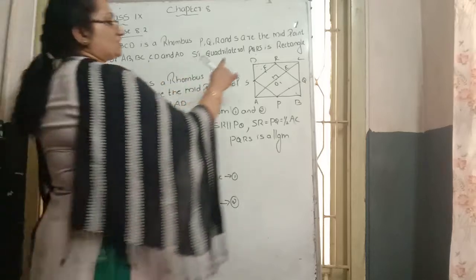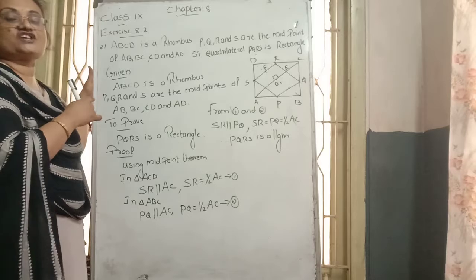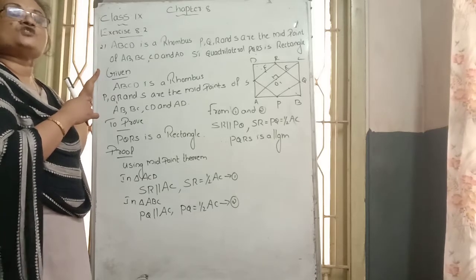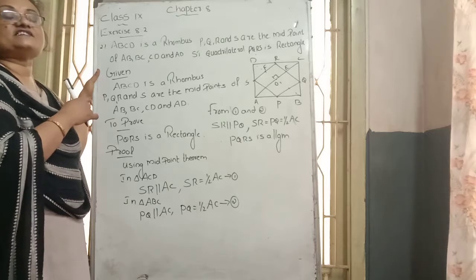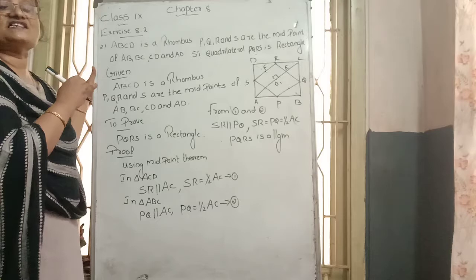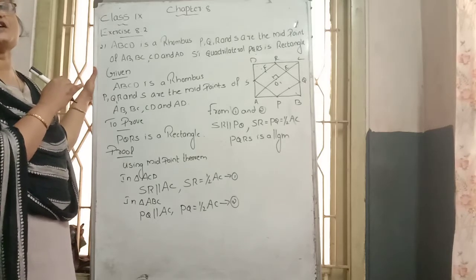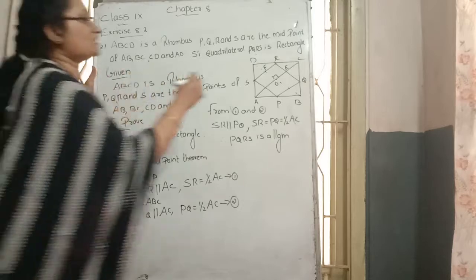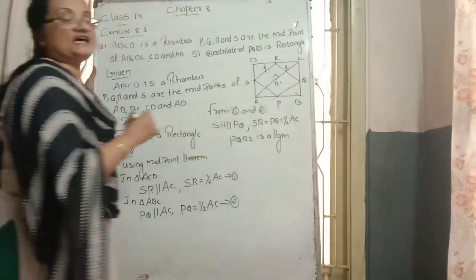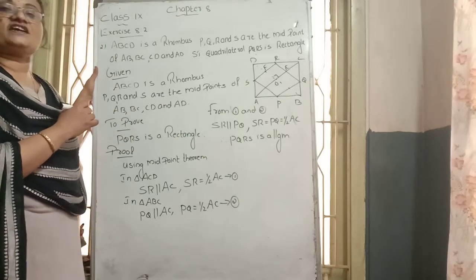Then with respect to ABCD, it is a rhombus shape. So what is the property of a rhombus? All sides are equal, and the diagonals bisect each other at right angles. They are cutting and making 90 degrees, that's why we mark 90 degrees here. Inside, the diagonals bisect and make 90 degrees.